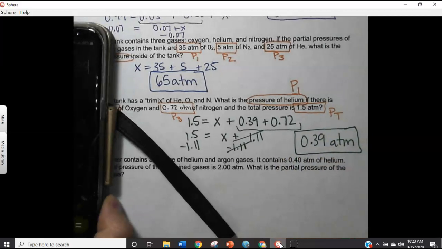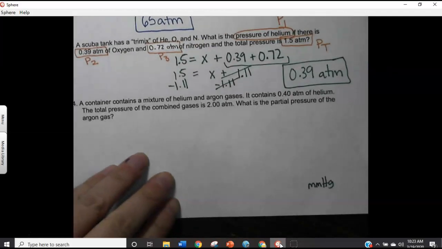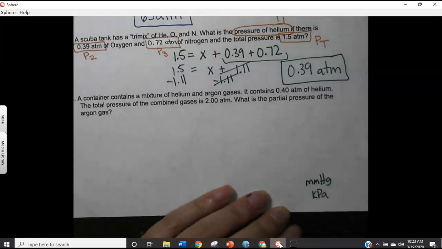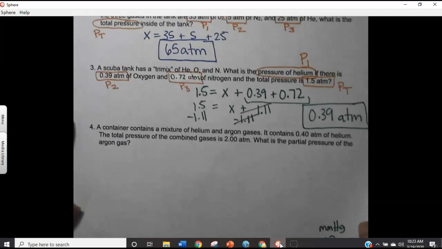Okay. So far, all 3 of our units, and in fact even the 4th one, are atmospheres. But remember, you could also have mmHg. Let me pull this up so you can see that. mmHg is a unit of pressure, or kPa, and we would still add and subtract as normal, just like we do with atm. You'll notice that on your homework. It will use these other units as well.